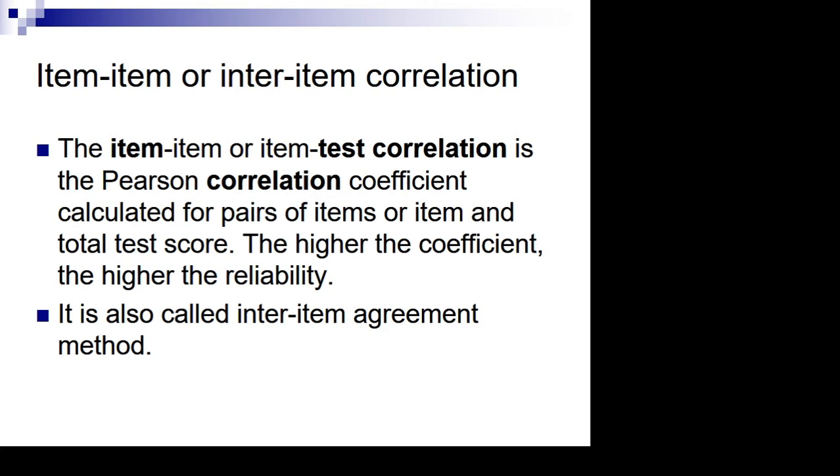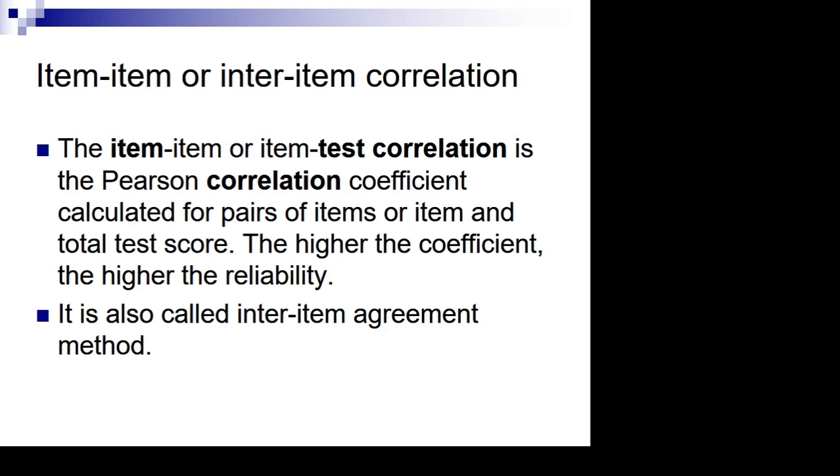So let's move on to the next one called item-item or inter-item correlation. Item-item or inter-item test correlation is also established using Pearson's correlation coefficient, calculated for each pair of items, or item and the overall score of a number of questions including the number of items in a particular scale. The higher the coefficient, the higher the reliability. So therefore, it is also called inter-item agreement method.